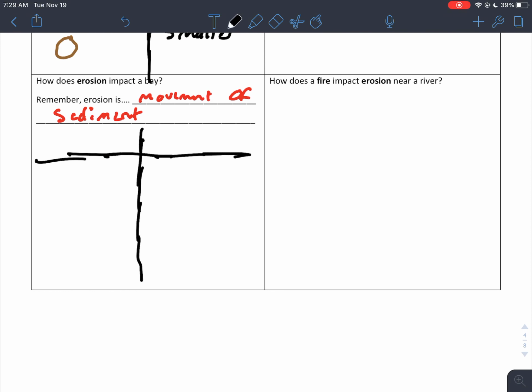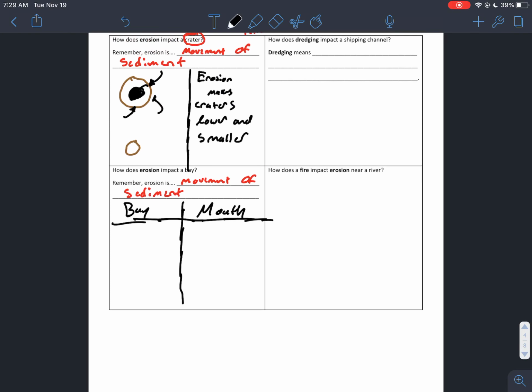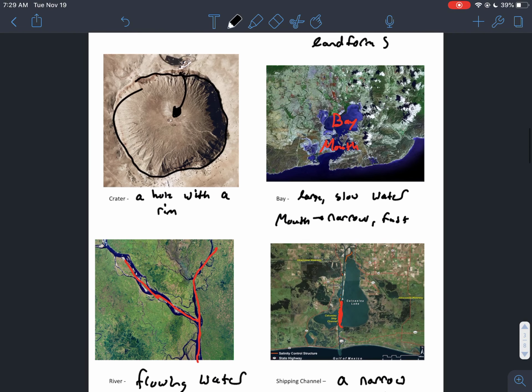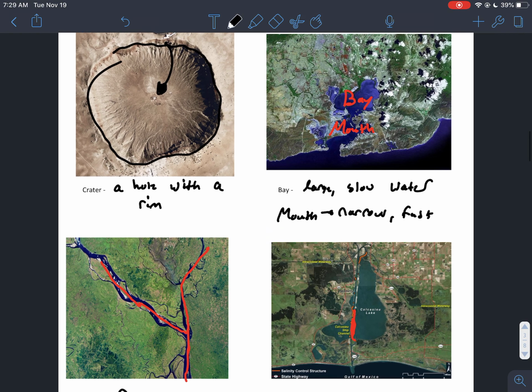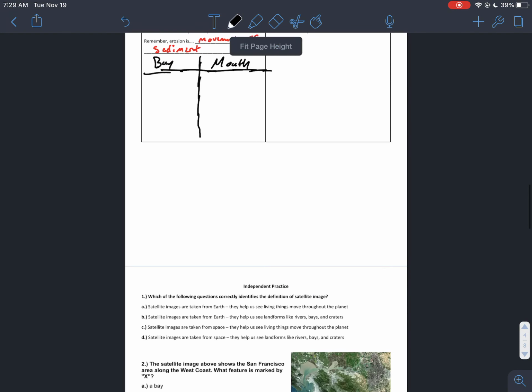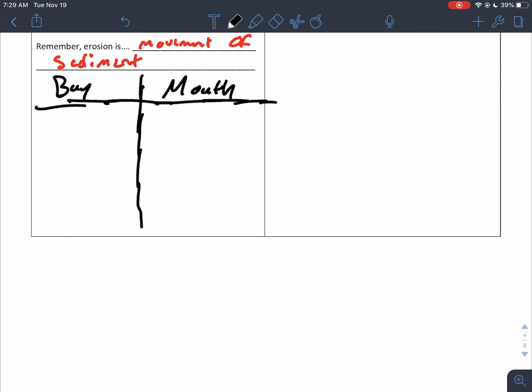If you look back at your notes, you know there's two sections to a bay. There's the bay and there's the mouth. I'm going to leave it for just a sec, finish writing that. I'll come back. If we look back in our notes, there are two parts to the bay. The bay is large and slow. The mouth is narrow and fast. So let's write that down. Bay, we're going to write large, slow. Mouth is narrow and fast.